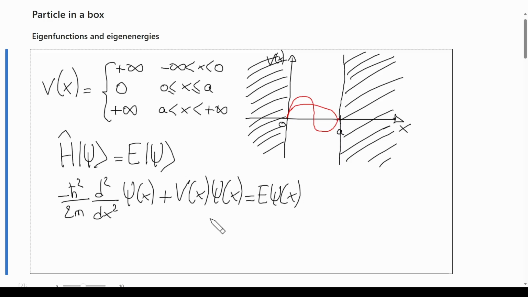And as we just said, the equation can only be solved in the interval 0 to a, because outside the potential is infinite and the particle does not live there. So between 0 and a, this equation simplifies to the following. V(x) is equal to 0. So we simply have this.